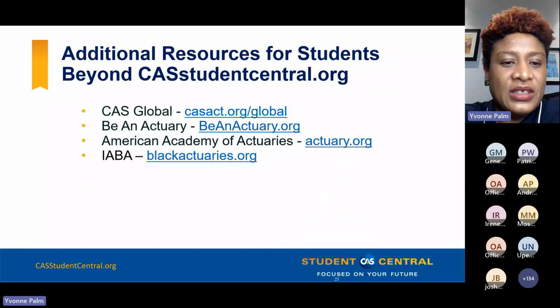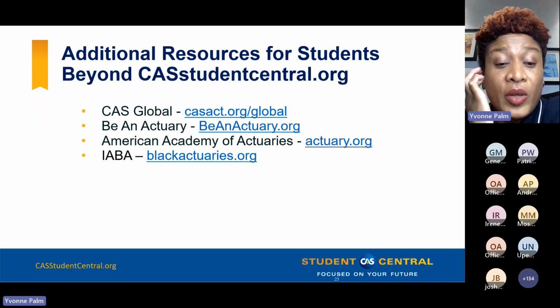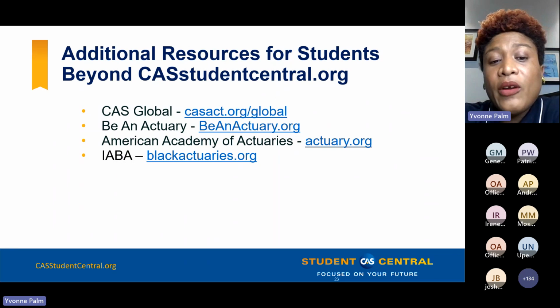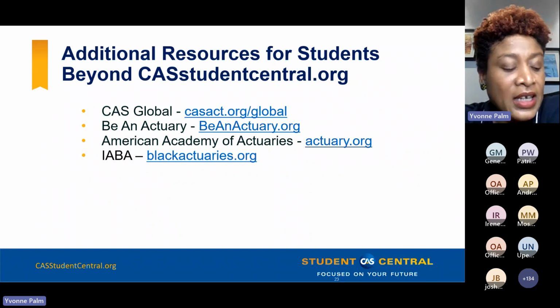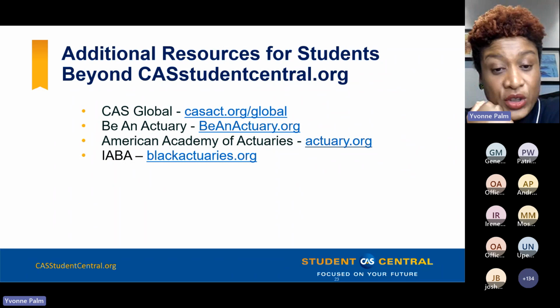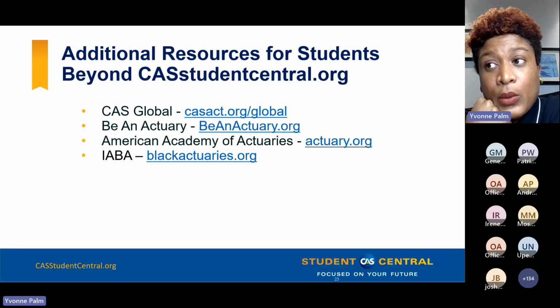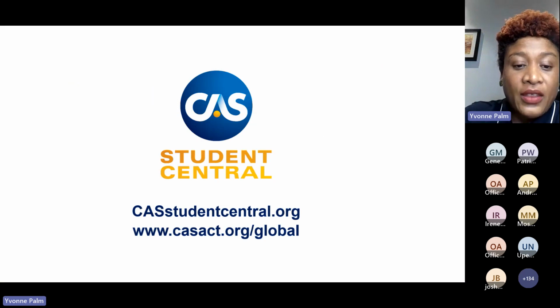And then there are some additional resources. There's the CAS website, and the Be an Actuary website, which hopefully you're familiar with, that gives information about how to become an actuary. The American Academy of Actuaries has a lot of information about professionalism. And we've also put the International Association of Black Actuaries here. There are some resources on there for students to help with exams, tutorials and things like that as well. So I'm just going to end there with the CAS Student Central.